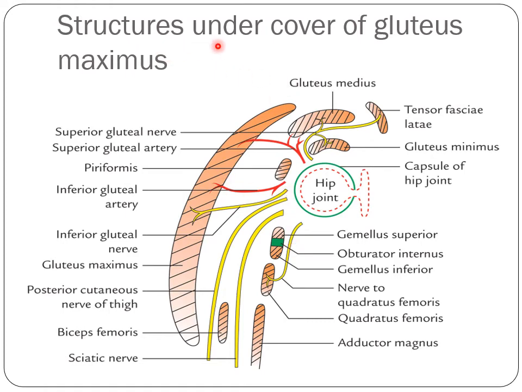Now which structures are under cover of the gluteus maximus? You see here the hip joint, and this is the gluteus maximus muscle. So which structures lie deep to the gluteus maximus? There is the tensor fascia lata, gluteus medius, gluteus minimus, the capsule of the hip joint, then the piriformis muscle.